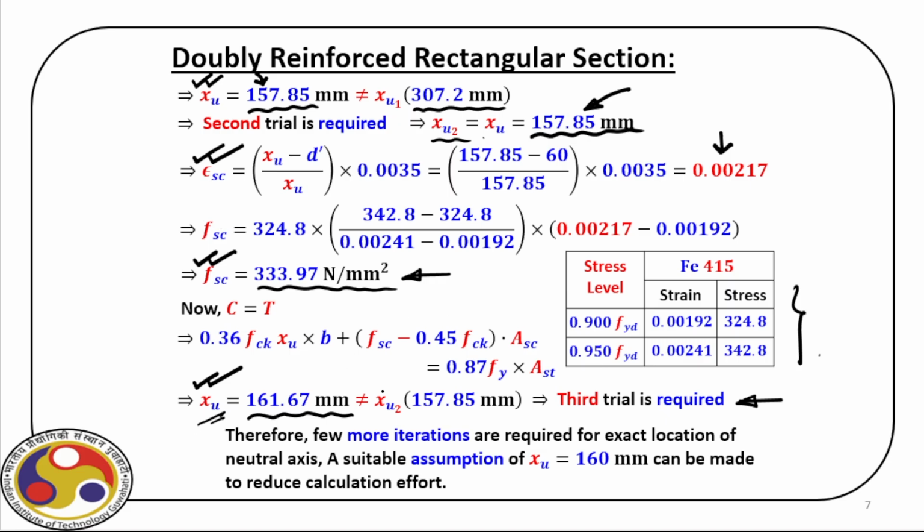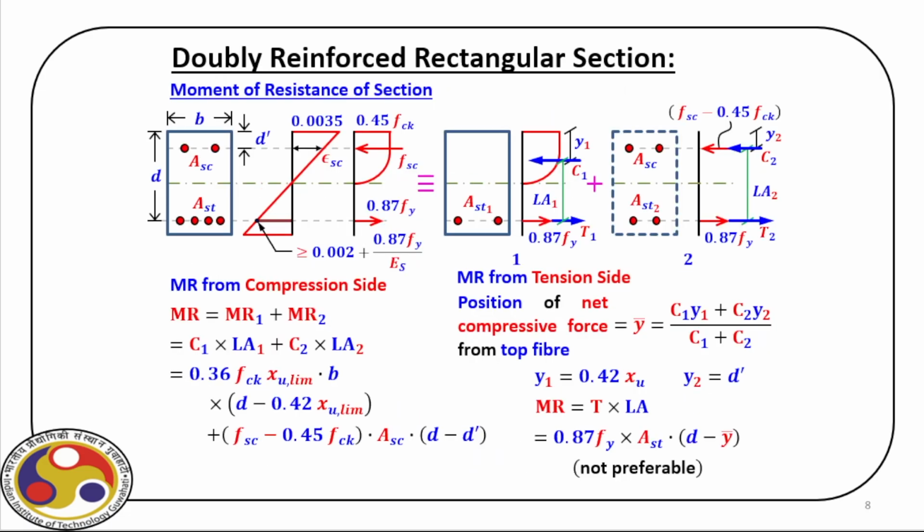Now, obviously, it will be less than this value, so we can have an assumption that XU is equal to 160 millimeter. Right. So this is the procedure that we adopt to find out XU if we have a doubly reinforced section. Now, let us move further.